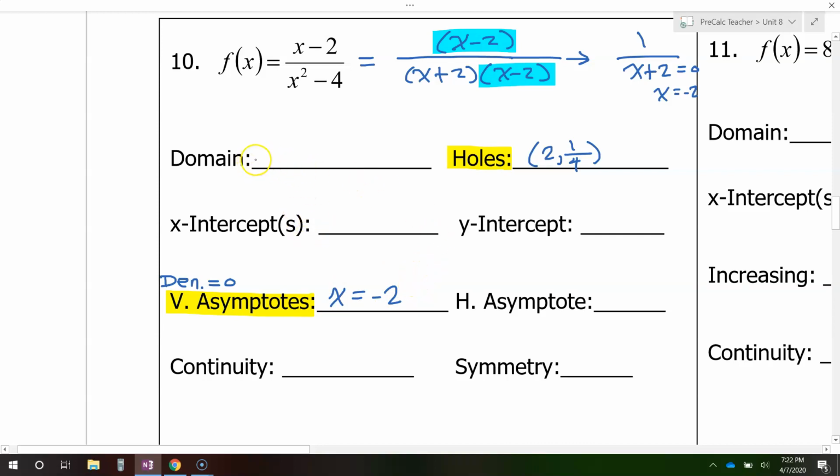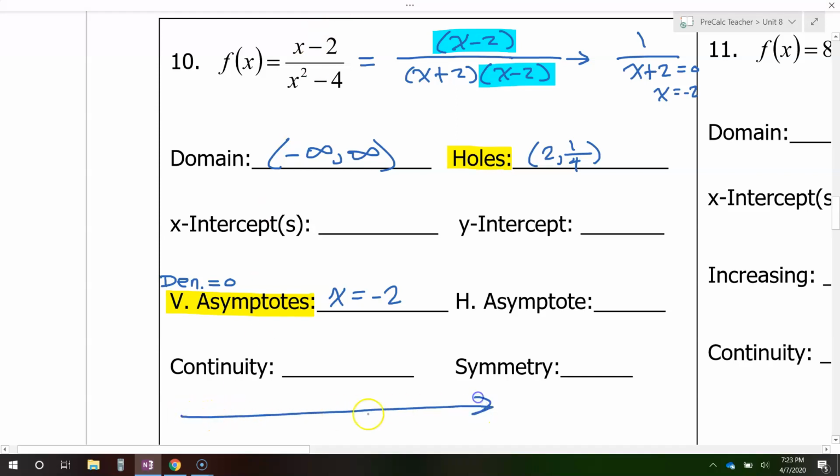Now, the domain is going to be all real numbers except for the hole. We're talking about the x value here, so I'm just talking about the 2. So except for the 2 and the negative 2, the hole and the vertical asymptote. As I construct my domain, if it weren't for the hole and the vertical asymptote, the domain would just be negative infinity to positive infinity. So I just need to skip over negative 2 and I need to skip over positive 2.